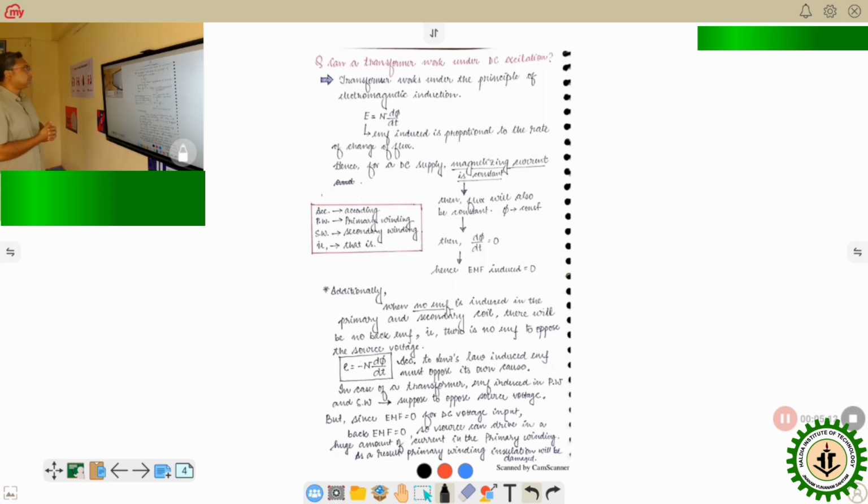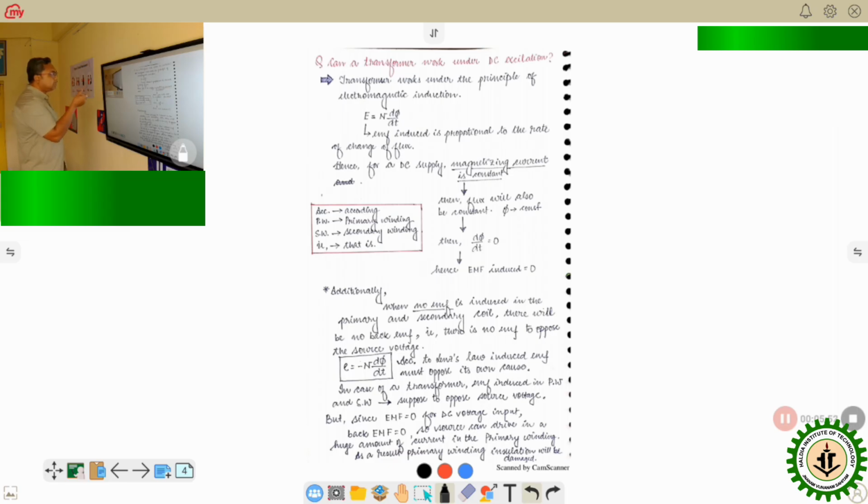To answer this question, first I have to keep in mind that when we were learning the operating principle of the transformer, we learned that it is because of electromagnetic induction. So when we say electromagnetic induction, it means there is a rate of change of flux going on. So the first thing that should come to our mind is that the induced EMF is equal to N d phi by dt. Now d phi by dt mathematically signifies what? That the induced EMF is proportional to the rate of change of flux.